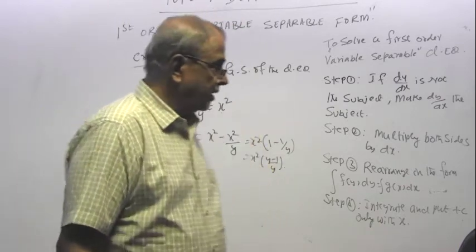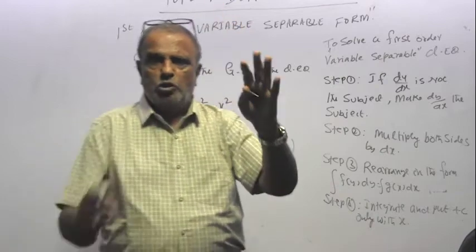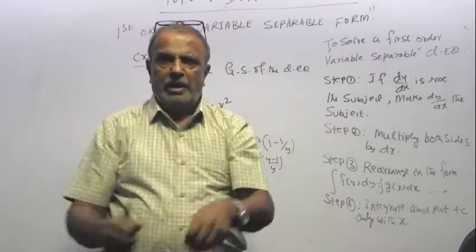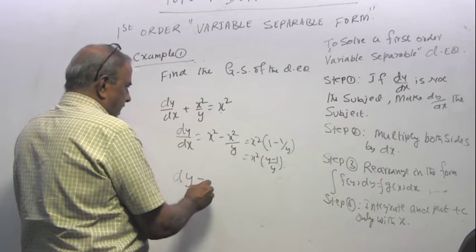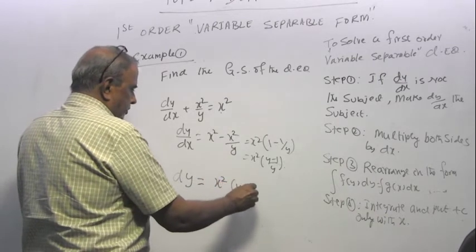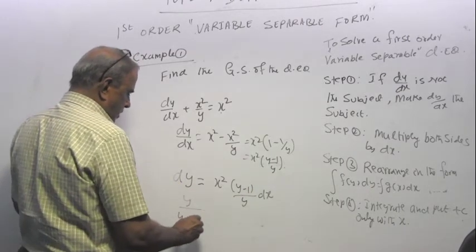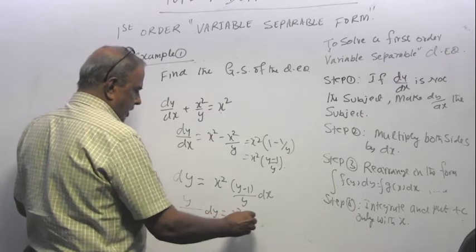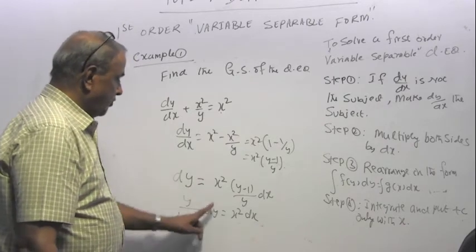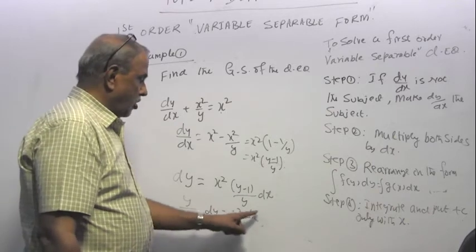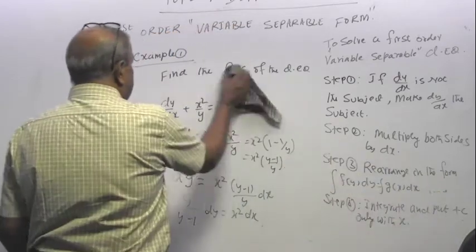Okay? If it is first order variable separable form, you must be able to bring all the y's with dy and all the x's with dx. Now cross multiply with dx. So I get dy equal to x squared times y minus 1 over y dx. So I can say y over y minus 1 dy equal to x squared dx. Now you see, I am able to rearrange all functions of y with dy, equated to all functions of x with dx. And then rearrange in that form, integrate.